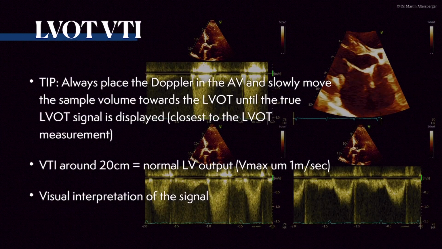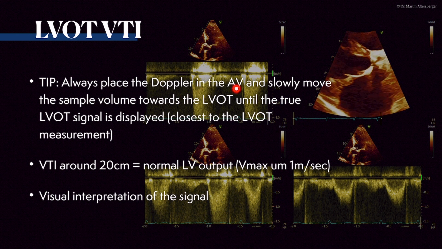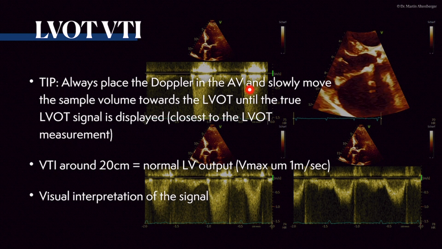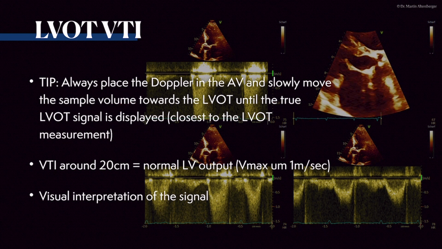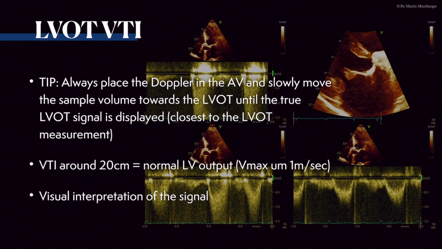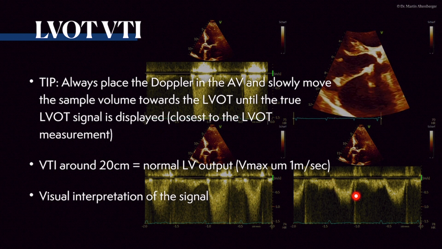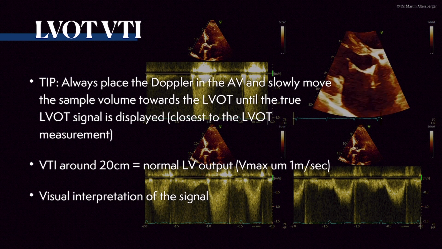Continuing with the LVOT and the VTI, always place the Doppler initially in the aortic valve. You will see a signal which is not displayed very well, but when you move the sample volume slowly backwards until you reach the LVOT, you will truly be in the area where you actually measured the LVOT diameter. And here you have the LVOT signal, whereas here you are still in the area of the aortic valve.